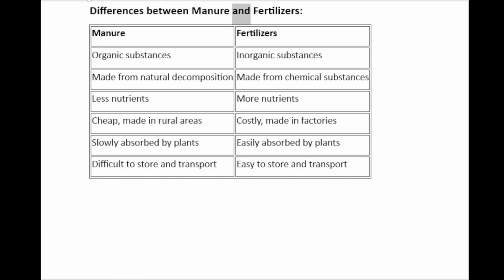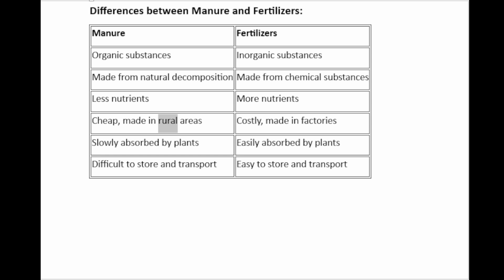Differences between manure and fertilizers. Manure: organic substances, made from natural decomposition, less nutrients. Fertilizers: inorganic substances, made from chemical substances, more nutrients.